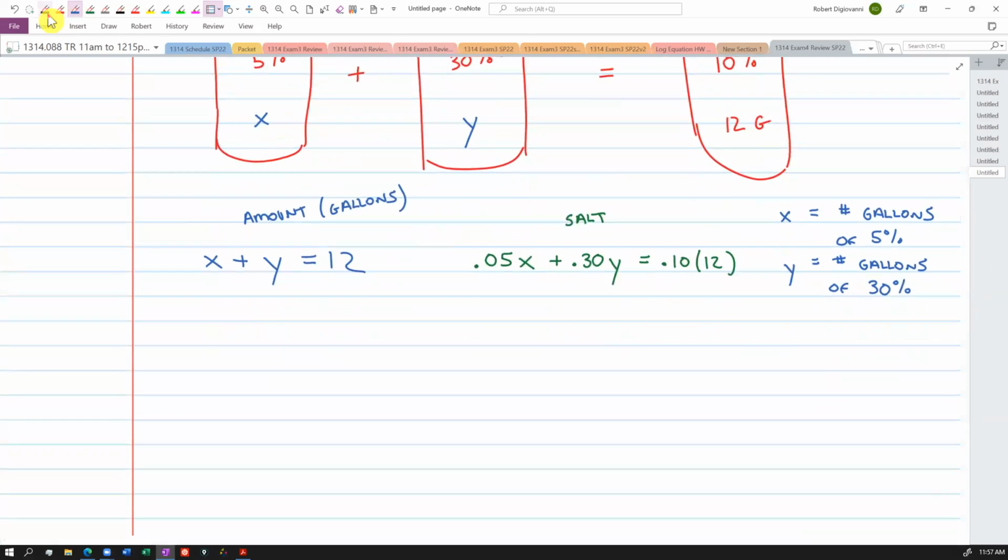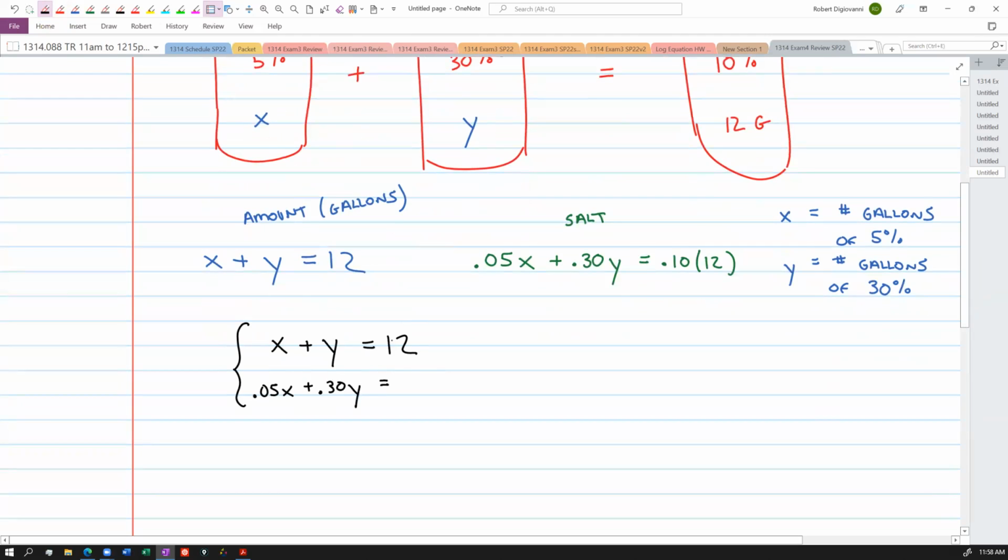Let me write them down. We have a system. We have X plus Y equals 12. And then we have 0.05X plus 0.30Y equals, well, on that other one, I can multiply, 0.1 times 12 is 1.2.